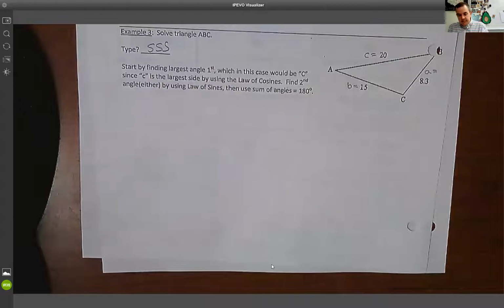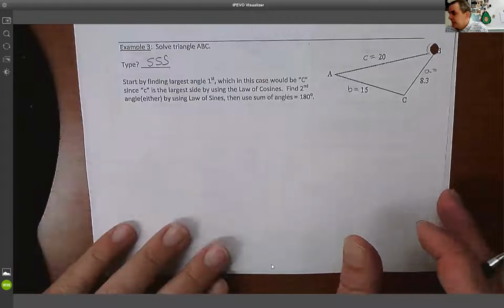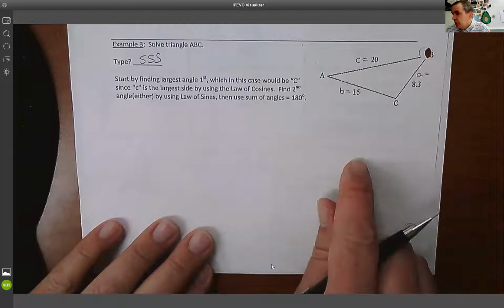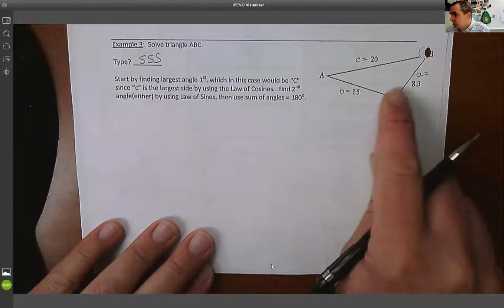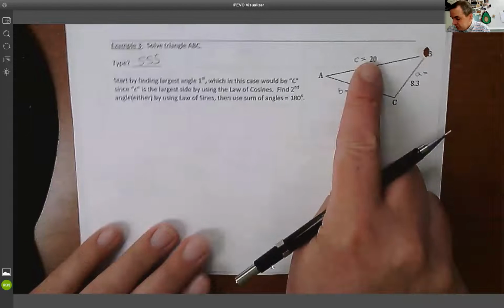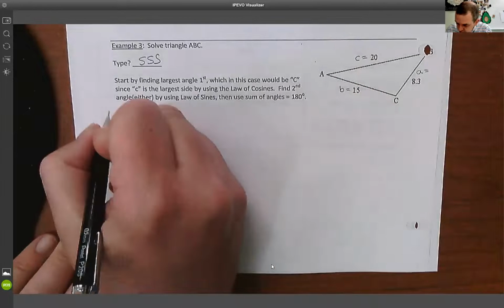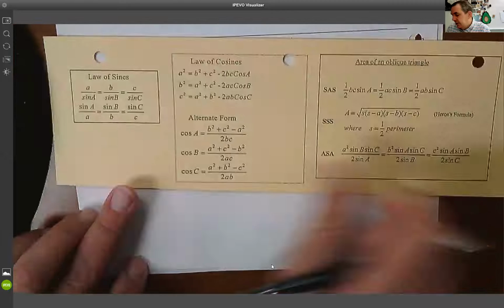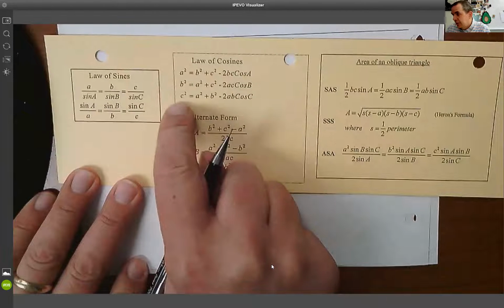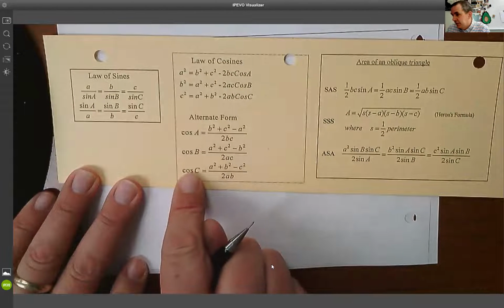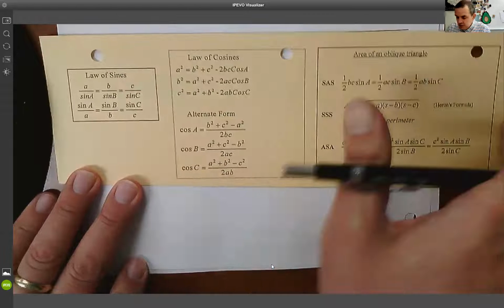And the way that we attack this problem is as follows. We want to go ahead and find the largest angle first. So which angle is going to be the largest? The largest angle would be C because it's across from the longest side. So instead of using this piece, which helps me with the side, I'm going to use this piece to find the angle. So this formula.